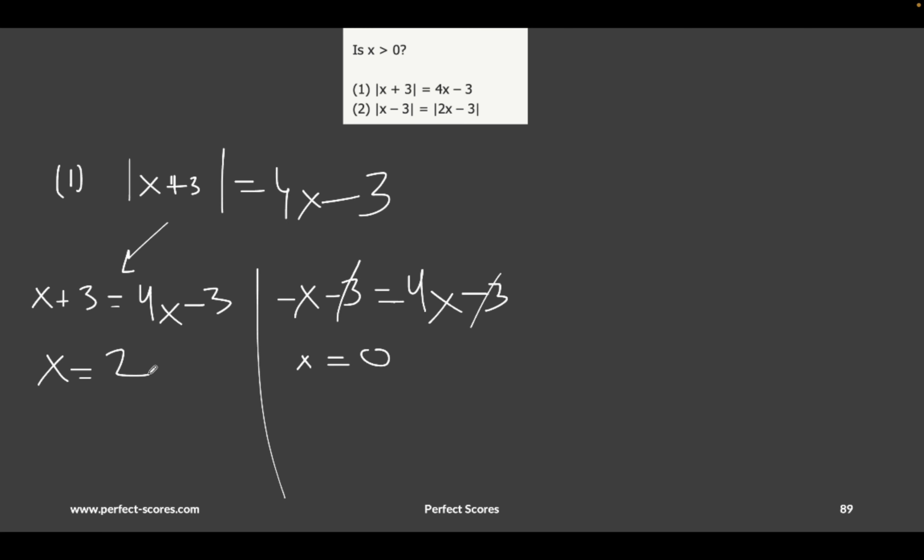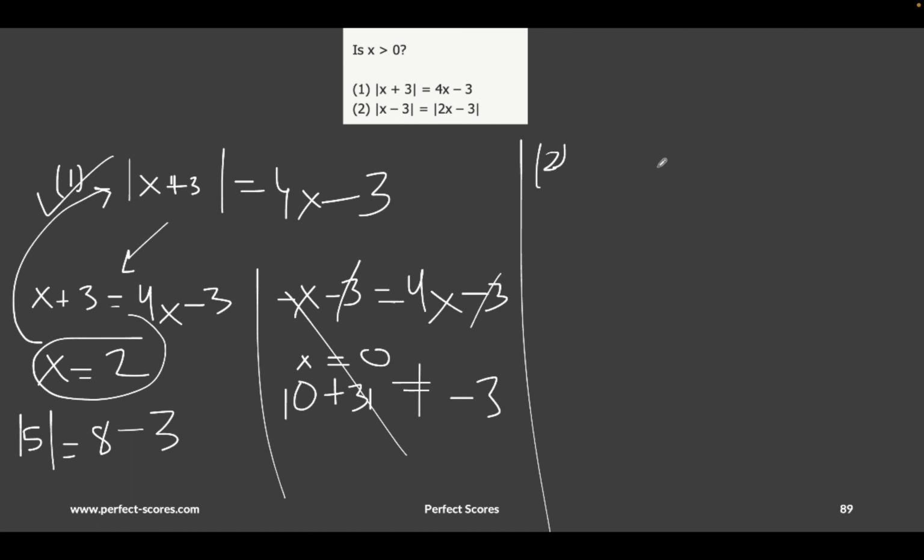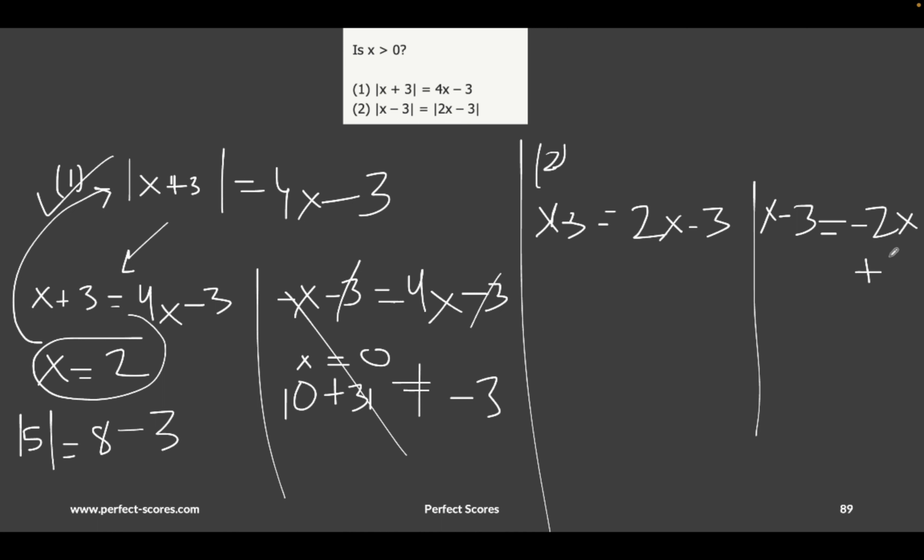Let's look at statement 2 here. Again, if we try to solve this, we'll have the same situation where you have x minus 3 being equal to 2x minus 3. So that's one case. Or x minus 3 being equal to the negative of 2x minus 3. So x minus 3 is equal to negative 2x plus 3, or you can do it the other way around. Again, if I solve this equation, this one gives me x is 0, and this one gives me x is 2. So again, what I need to do is plug it back in.